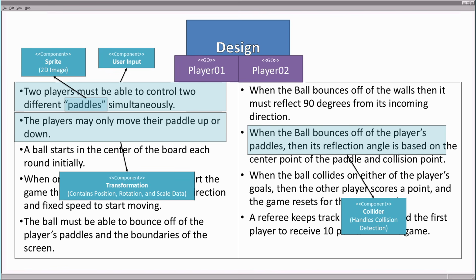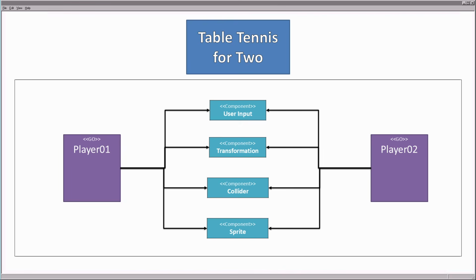We also assume that we need collision detection, which is typically handled by a component called a collider. For now, we assume that this is a very simple geometry like a circle or a box that will detect collision between another collider. We can see one way to draw this component diagram showing how each of the GOs are sharing the same components.